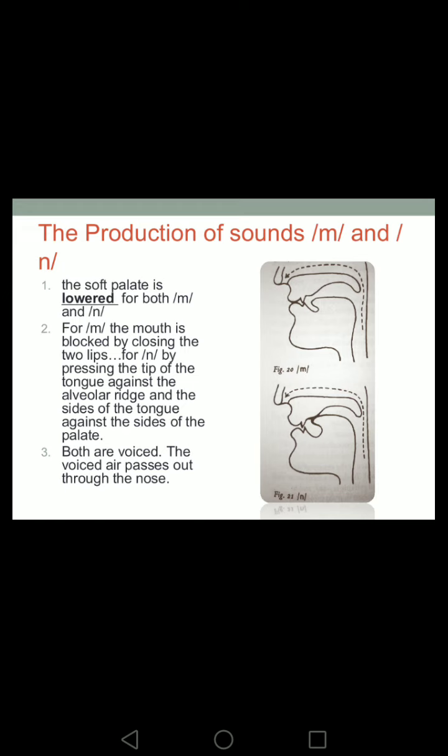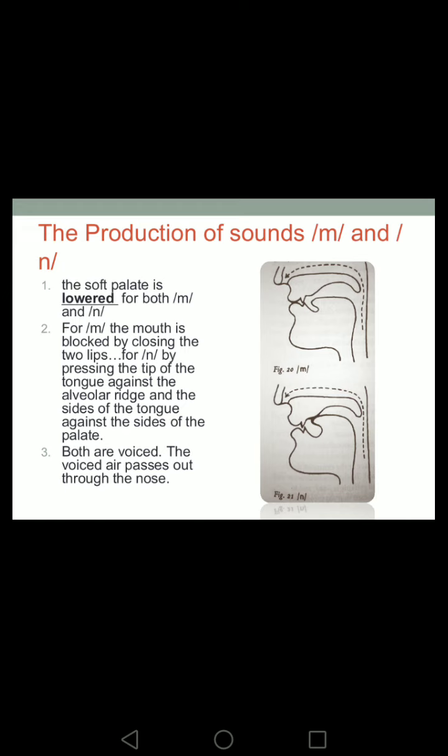You see this dotted line in the picture. This dotted line represents the air passage. It is as if the air coming from the lungs passes through, because the passage is open, so it goes through the nasal cavity. So this is the first step, which is shared between both m and n sounds.